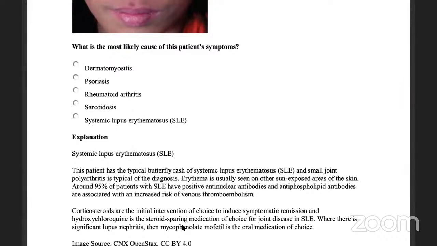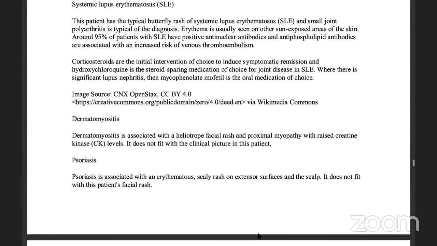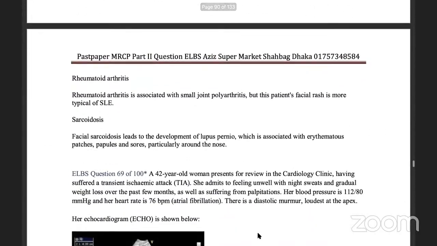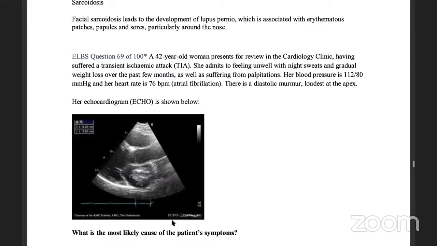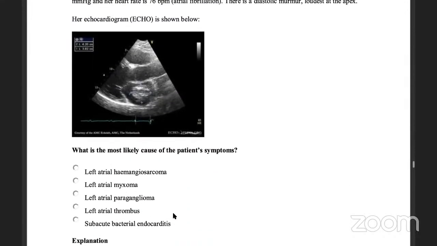Butterfly rash, SLE, and small joint polyarthritis are typical of the diagnosis. Erythema is usually seen around sun-exposed areas of the skin. Around 95% of SLE patients have positive anti-nuclear antibodies. Anti-phospholipid syndrome is associated with an increased risk of venous thromboembolism. Corticosteroid is the initial intervention of choice to reduce the symptoms and induce remission, and hydroxychloroquine is the steroid-sparing medication of choice for the joint disease in SLE. Where there is significant lupus nephritis, then mycophenolate mofetil is the oral medication of choice.